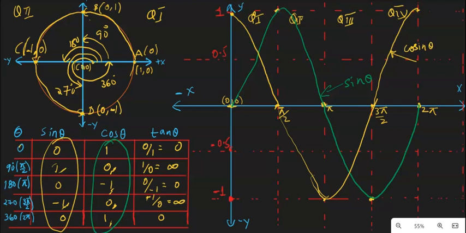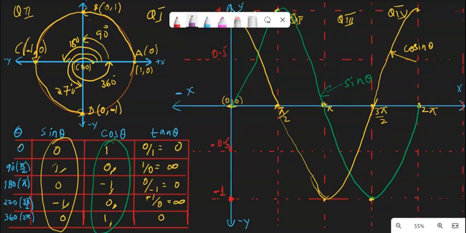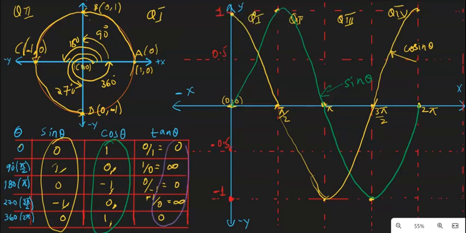Alright, the last one is the tangent curve. We can use purple color probably. On the tangent curve, we can plot these values. At 0, tangent is 0, so the value is 0. At pi over 2 right here, the value of tangent is infinity, which is positive infinity like this. The curve goes like that.